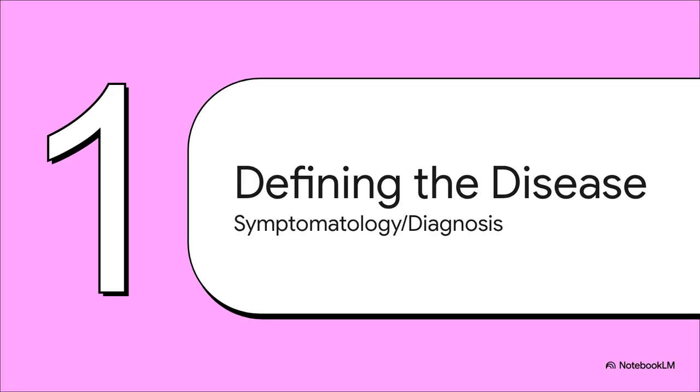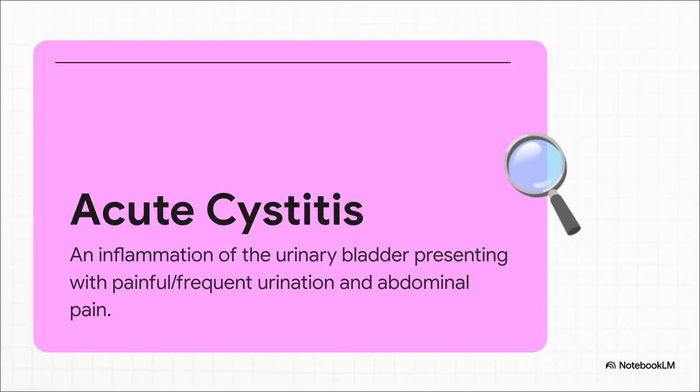All right, first things first, what exactly is acute cystitis? And just as importantly, how do we distinguish it from other conditions that can look suspiciously similar? At its core, acute cystitis is simply an inflammation of the urinary bladder. The clinical presentation is often that classic triad of symptoms: dysuria, or painful urination, pollakiuria, which is that constant feeling of needing to urinate, and that nagging lower abdominal pain. You might even get clues from cloudy or frankly foul-smelling urine.